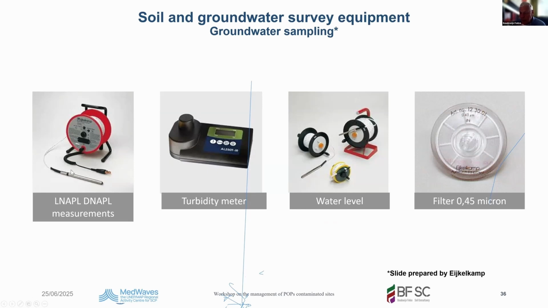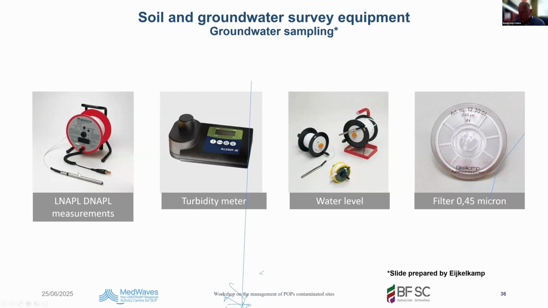So in this way, this is a measuring tape. So in this way, you can measure the depths of the L nipple, the floating layer, and the D nipple, or the layer which consists of heavier materials and is on the top of an aquitard. This is the turbidity meter. It's the same device, but then only for the water level. So it makes an acoustic sound when it passes the water. So then you know exactly the depth of the groundwater in the well.